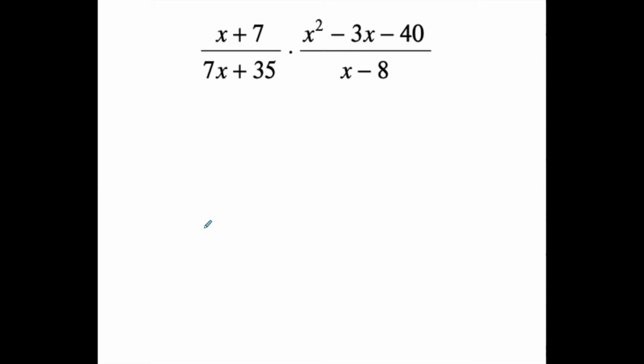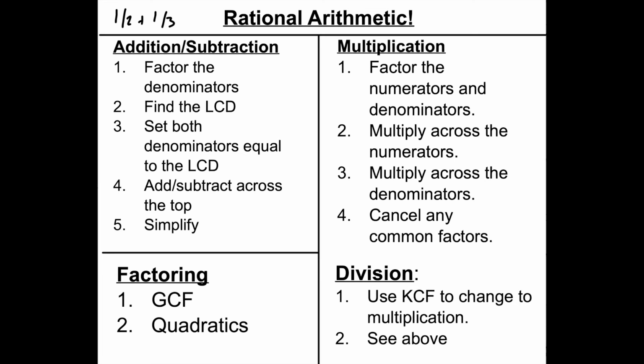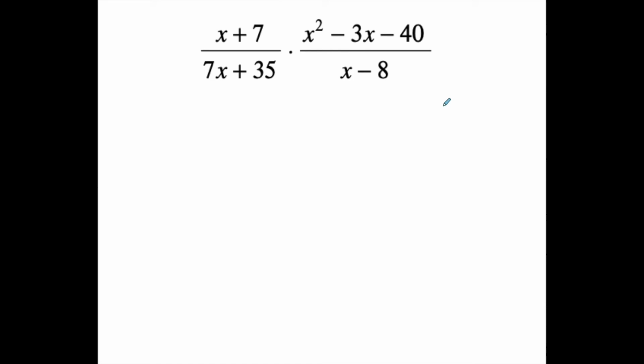Okay, folks, so now we're on multiplication. Just as a quick recap, for multiplication, we're going to factor everything. We're going to multiply across the top and the bottom, and then we're going to cancel any common factors. So here we go. Let's start by factoring everything, and I'm going to rewrite as I do that.